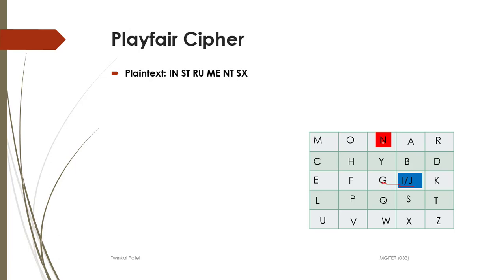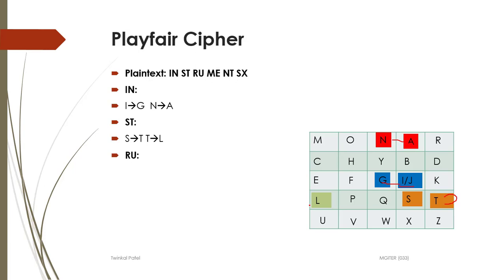Now next we are going to encrypt N. So see the row of N which intersects I. So N is replaced with A. So IN is replaced with GA. Next we will see ST. S and T both are in the same row. So replace each with the rightmost letter. So S is replaced with T and T, as we are going circularly, is replaced with L. So ST is encrypted as TL.